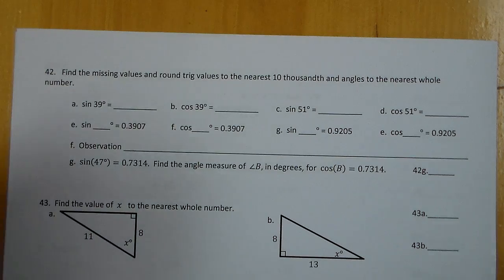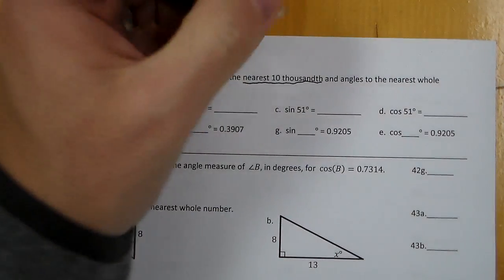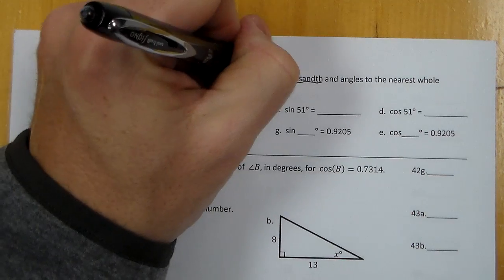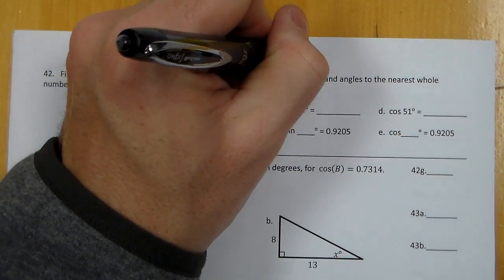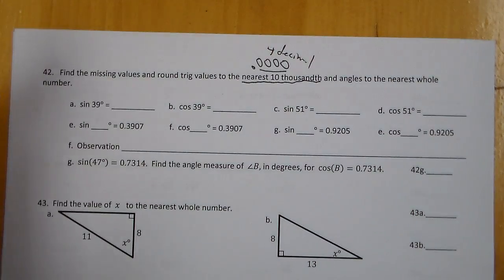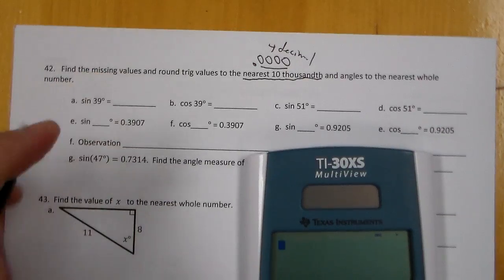For 42, we need to find the values in our calculator. They say round the trig values to the nearest 10,000th. So if we went tens, hundreds, thousands, 10,000s, just means 4 decimal places. And the angle to the nearest whole number. So this is going to be using our calculator for the ratios and the inverse ratio. So I'll even bring my calculator in here.